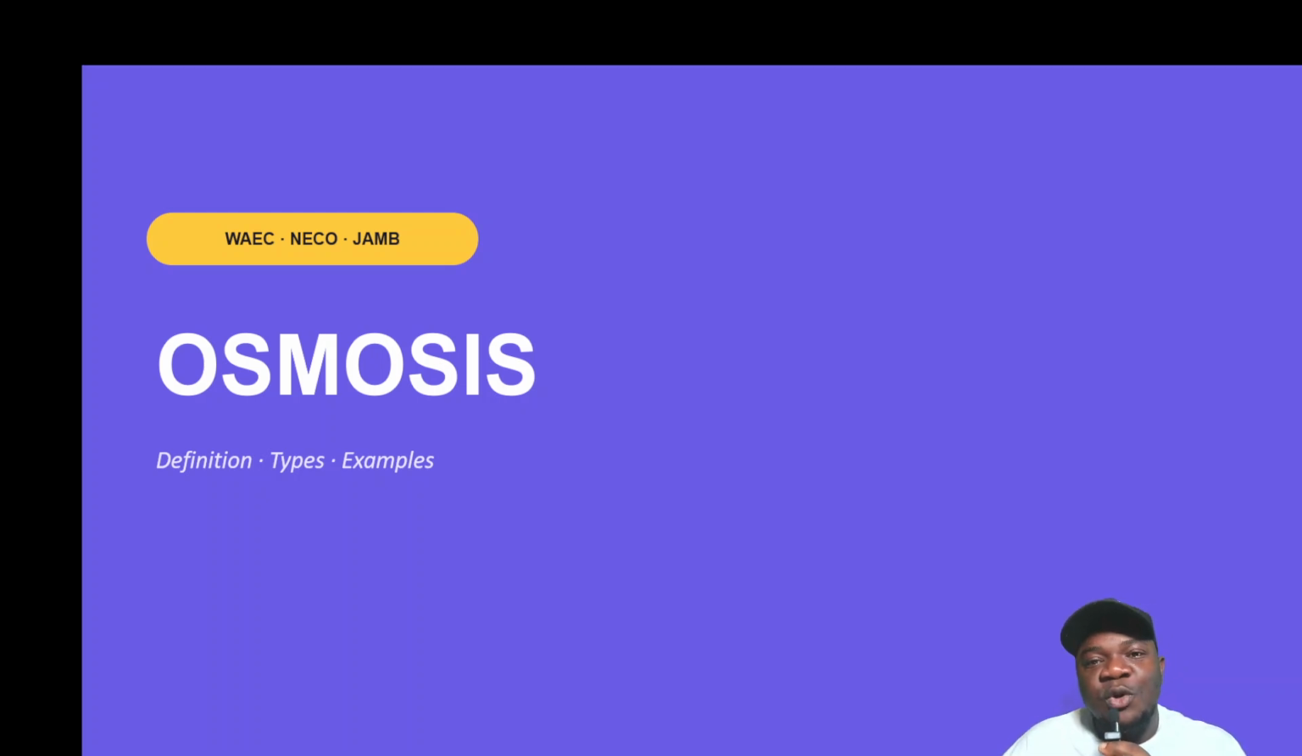In this video, we're going to learn about osmosis. When you start your elementary science, like from your SS1, you do a topic called osmosis and diffusion. This is very important. I've made a video on diffusion already, so you can go to my channel and watch the video on diffusion. Today we're going to learn about the definition, types, and examples of osmosis.